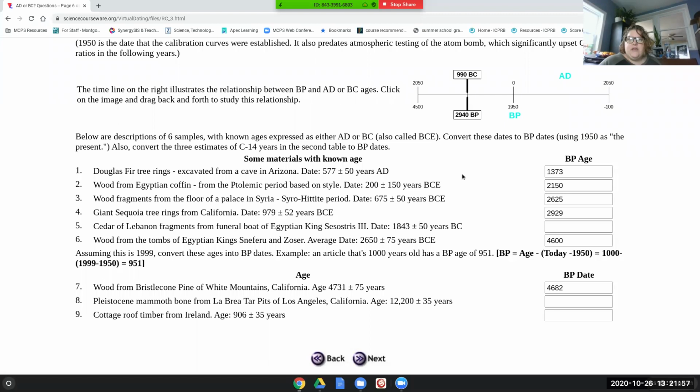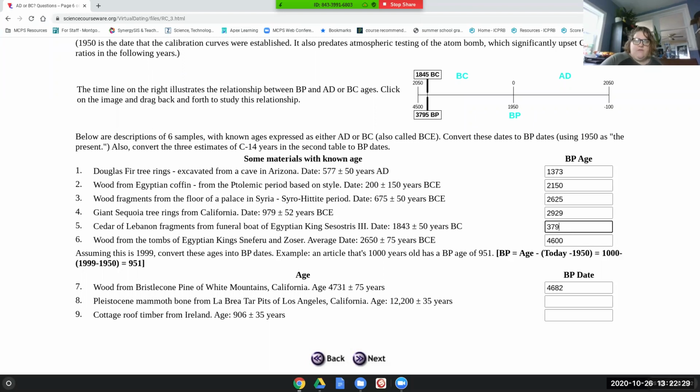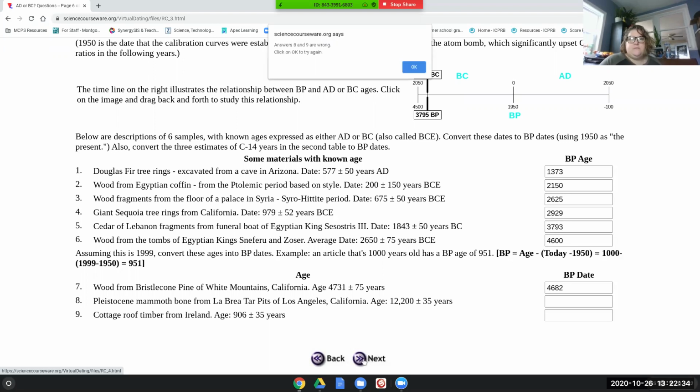And this is BC, so 1843. So I want this top number to be 1843. 1845 is 3795. So it's 2 years off. So let me do 3795 minus 2, 3793. It likes that.